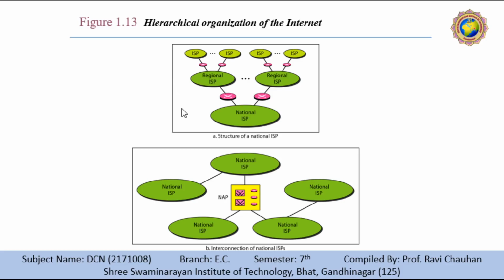Now upper, it is a national ISP, just like our India. If we take an example by name, it is our India, our Gujarat, our Gandhinagar. In the second figure, the interconnection of national ISPs, different countries are connected with each other with a NAP.